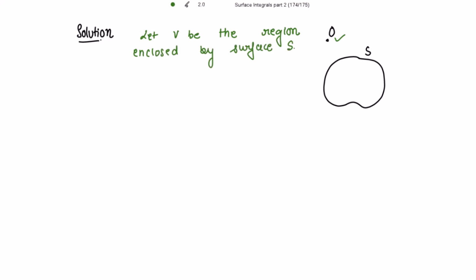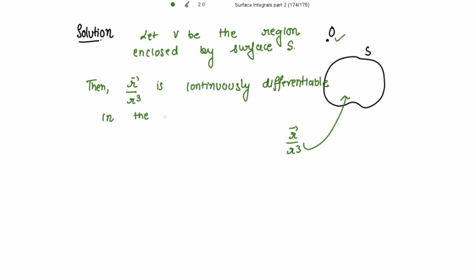Now because this origin is lying outside the surface, that means r vector divided by r cube is defined inside this region, right? That means it is continuously differentiable inside this region. Its derivative exists at all the points, right? So writing this, r vector divided by r cube is continuously differentiable in the region V.